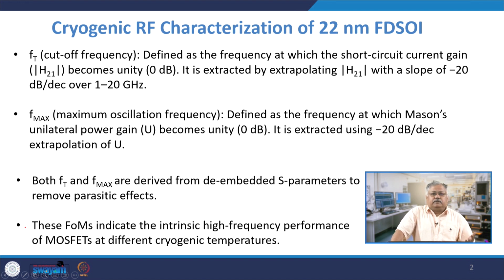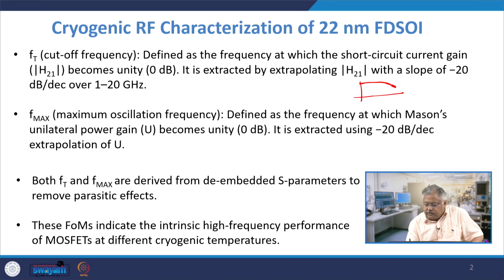And how is it done? The short circuit current gain is defined as H21 and it is extracted by extrapolating H21 with a slope of minus 20 dB per decade over a 1 to 20 gigahertz range. So, what you do is plot the graph of H21, and when it goes down, you check where you have the 20 dB slope, you extrapolate it backwards and check where you get unity gain in terms of current, and that gives you the value of the frequency. So, if the unity gain comes somewhere here, then this is my Ft, this is 0 dB which I will get.